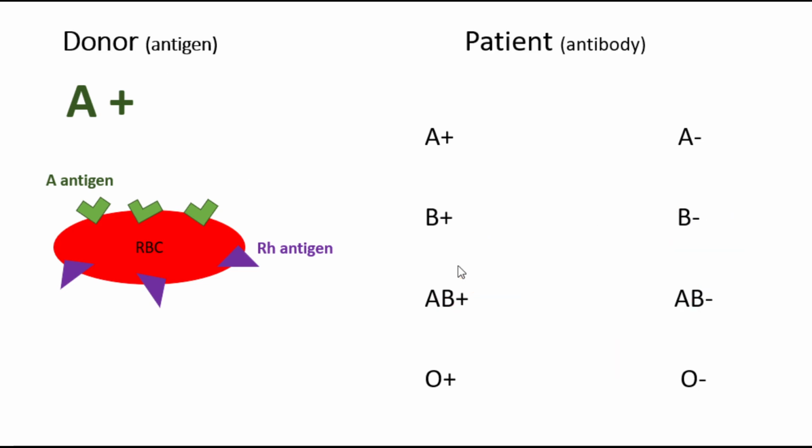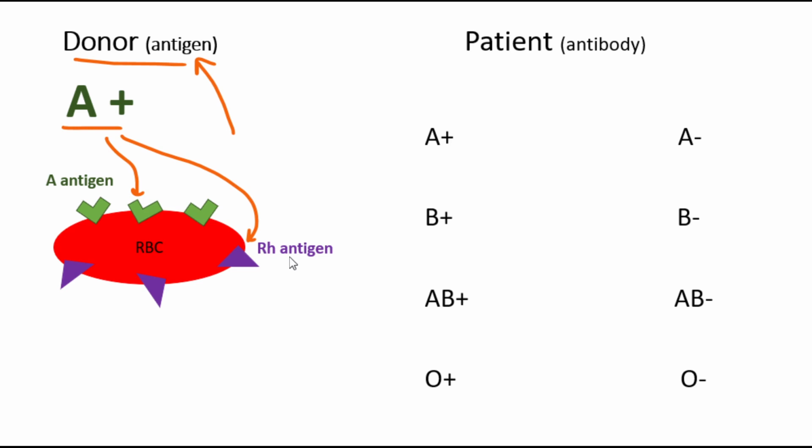Then I switch the story and I focus on what if my donor has A positive blood type. In donors, always pay attention to the antigens present on the membrane of the red blood cell. This donor has A antigen and Rh factor. So now when I look at my 8 groups of patients, I just have to choose the ones that accept both A antigen and Rh antigen.